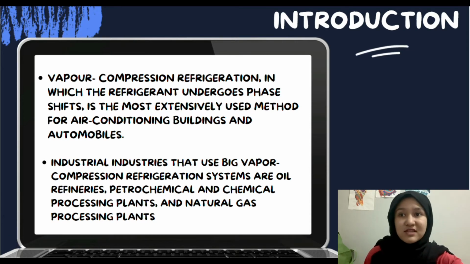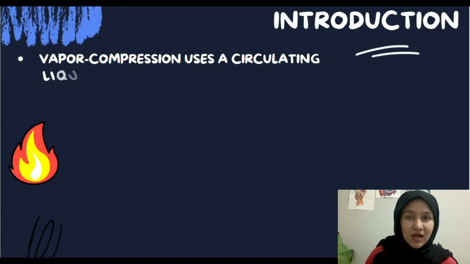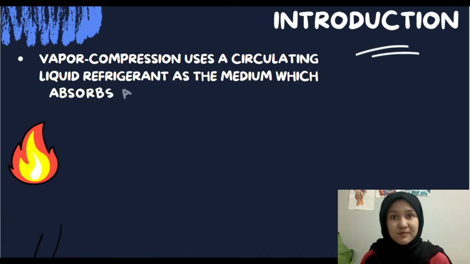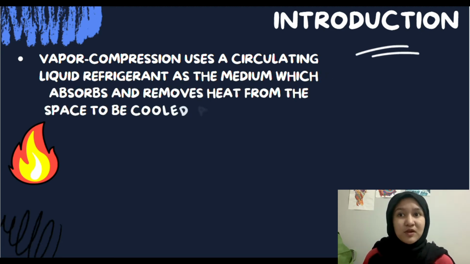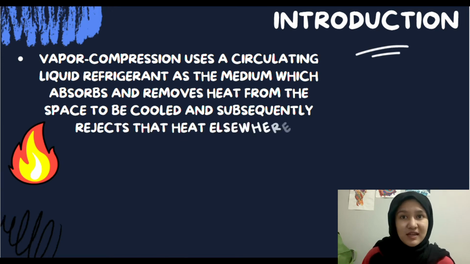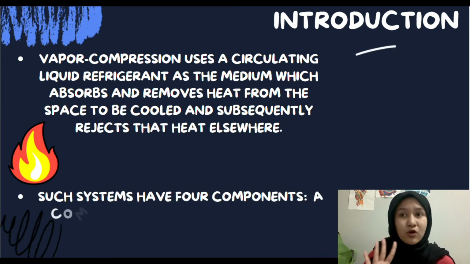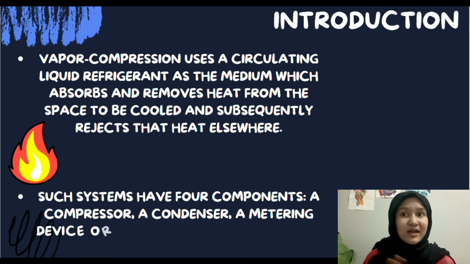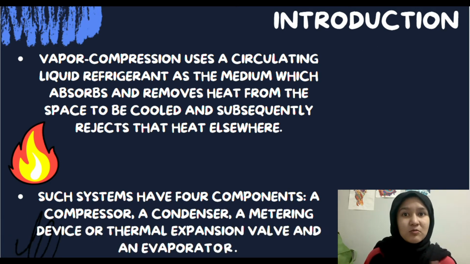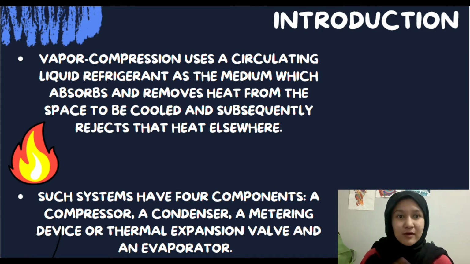Among the various types of industry that use big vapor compression refrigeration systems are oil refineries, petrochemical and chemical processing plants, and natural gas processing plants. Vapor compression uses a circulating liquid refrigerant as the medium which absorbs and removes heat from the space to be cooled and subsequently rejects the heat elsewhere. Such systems have four components: a compressor, a condenser, a metering device or thermal expansion valve, and an evaporator.